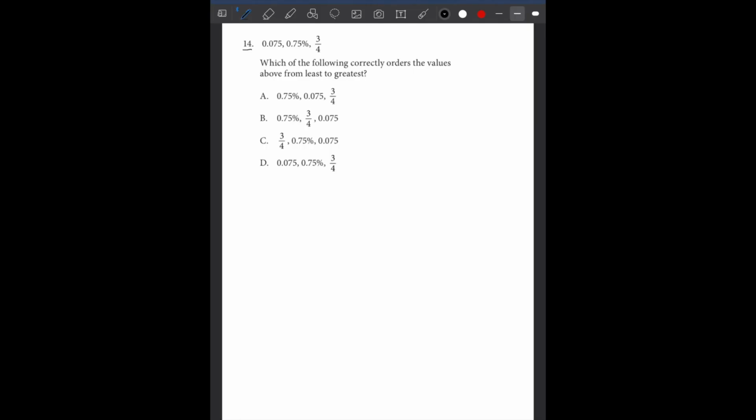Number 14 reads, which of the following correctly orders the values above from least to greatest? So we have least to greatest, and we're going to fill in the numbers right here into those boxes. This number is in decimal form. This is in decimal form and has a percentage sign, and this is in fraction. So they're all different. So we have to make all of them in the same form so we can put them least to greatest. We're going to follow the decimal form.